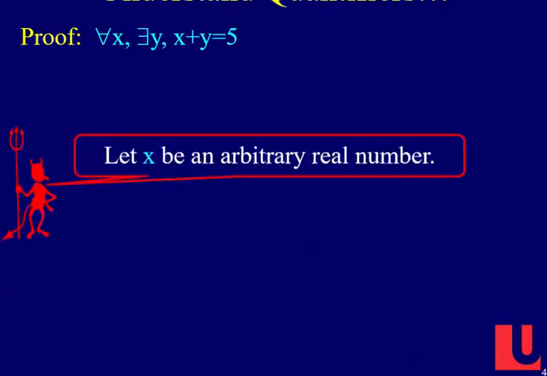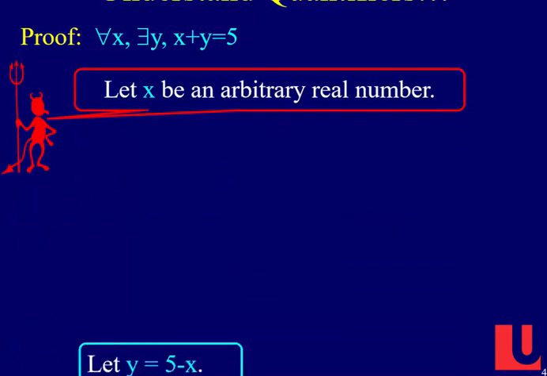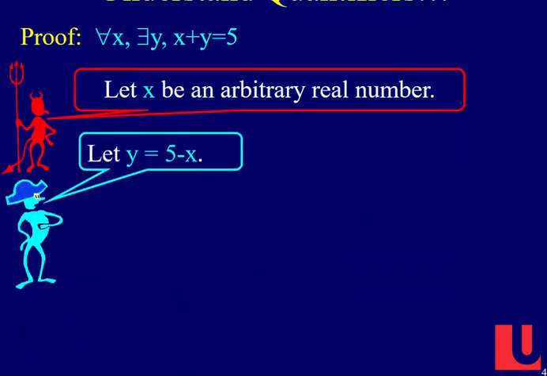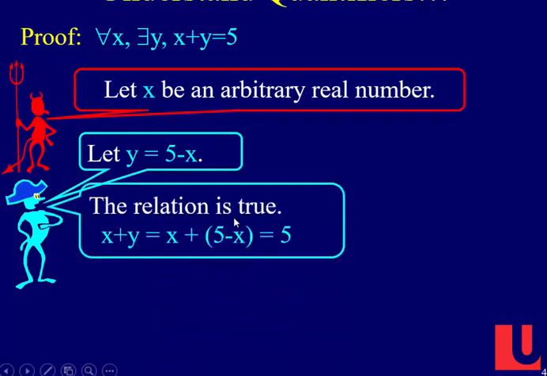Holler if you don't know anything. So here I'll say, let x be an arbitrary number, let y be 5 minus x, so you can see my y depends on the x. And then we note, oh, look, x and y add up to 5, so the statement's true.